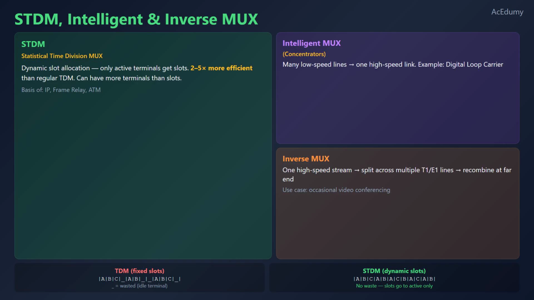When all slots are busy, excess data goes into a buffer. If the buffer fills up, data can be lost, so traffic analysis is essential. STDM forms the basis of modern packet switching technologies like IP, frame relay, and ATM.